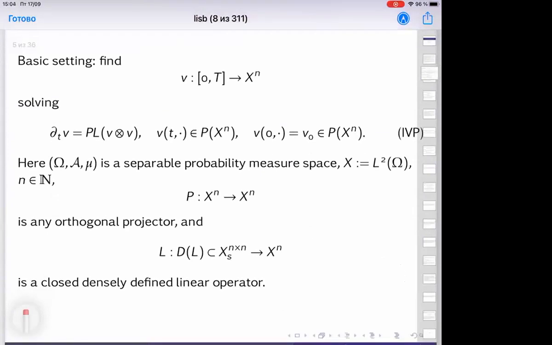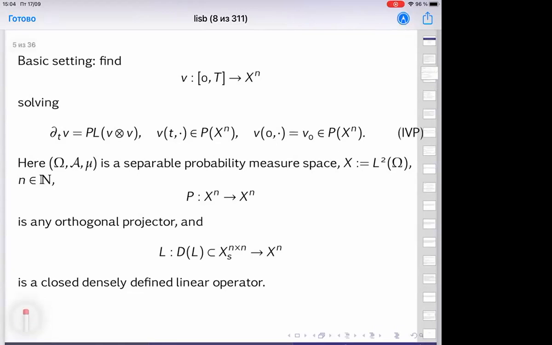So let me describe the setting. The setting is abstract, and the PDEs will be particular cases of this setting. You just look for some function V, which is defined on a time interval (0,T) with values in X to the power n. X is just an L2 space.